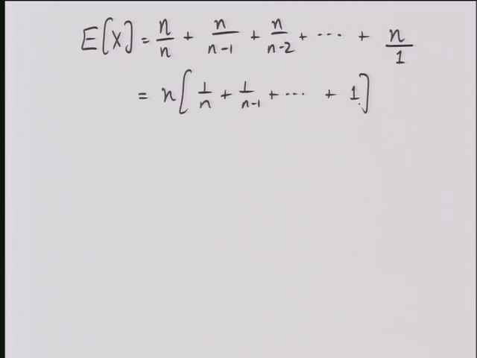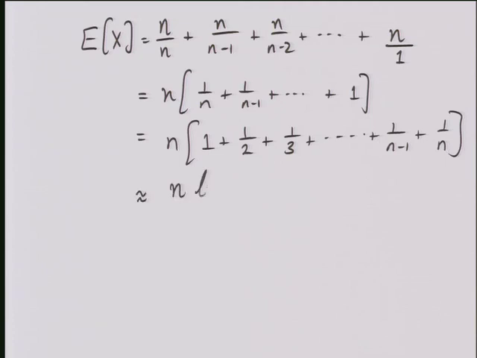Usually this series is better written the other way around. So this is n times 1 plus 1 over 2 plus 1 over 3 plus dot dot dot plus 1 over n minus 1 plus 1 over n. Now this series very quickly converges to something very close to log n. So this is approximately n times log to the base e of n, the natural log of n.